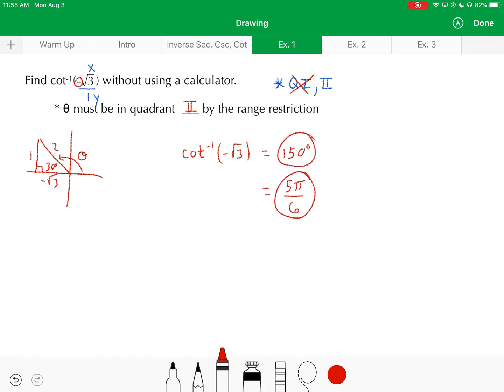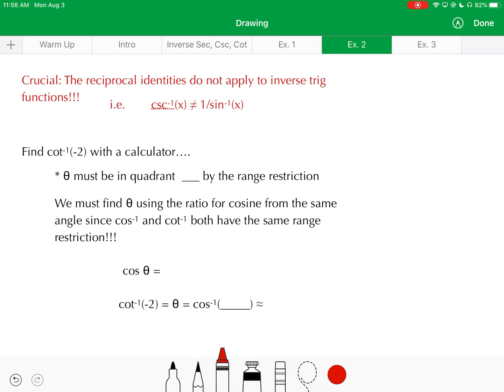All right, next example is a very important example. It's important to understand that the reciprocal identities do not apply to inverse trig functions. So what I mean by that is if you're working with the inverse cosecant function, you cannot say that it's equivalent to 1 over inverse sine of x.